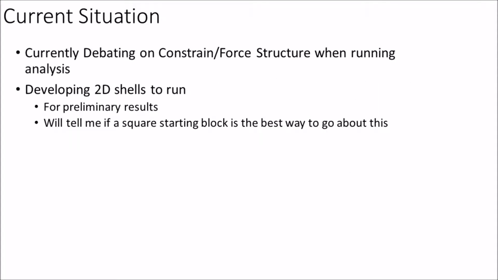The current situation is as follows. I'm currently debating on constraints for a structure when running analysis, and also developing simple 2D shells to run for preliminary results. This will tell me whether or not the square starting block is not refined enough, and if maybe I should go with a more conventional model.